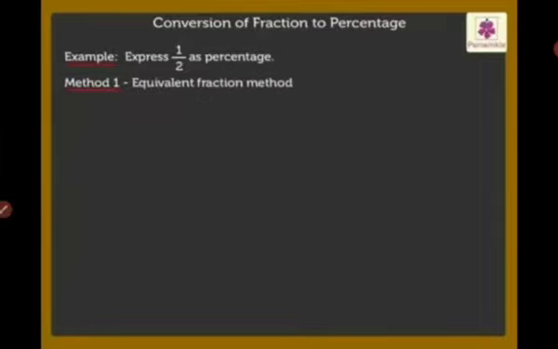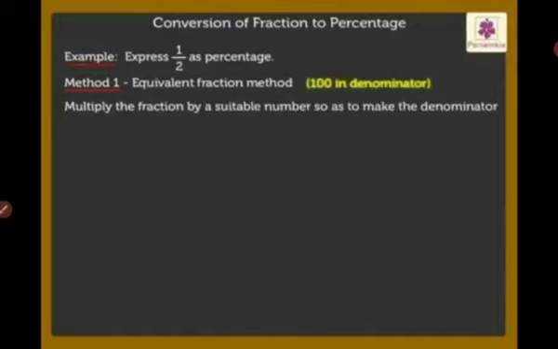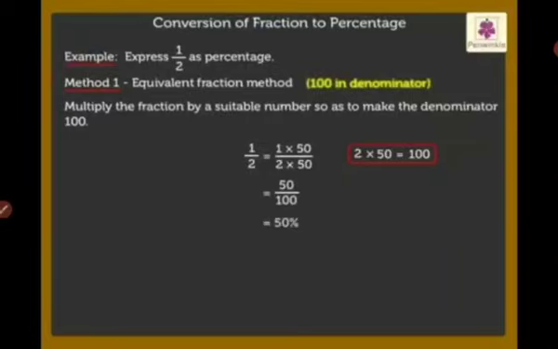To express a fraction as a percentage, we need to have 100 in its denominator. Thus, we multiply the fraction by a suitable number so as to make the denominator 100. We know 2 times 50 is 100. Thus, we multiply 1 upon 2 by 50, which is equal to 1 into 50 upon 2 into 50, which is equal to 50 upon 100. That is 50%. Thus, we get 1 upon 2 is equal to 50%.